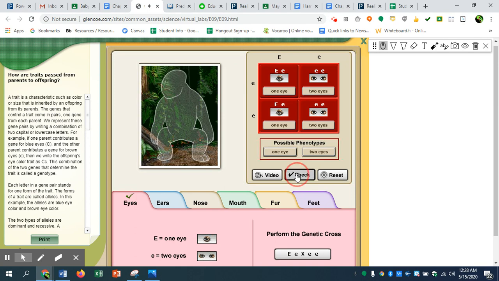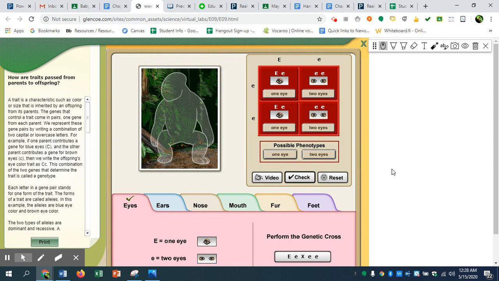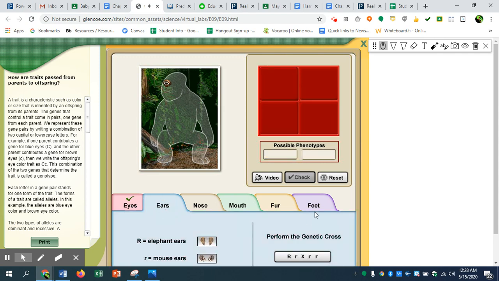Now you're going to check your work. And it says, yay, we're right. So now you get to choose what trait you want, because it's a 50-50 chance for this beast to have one eye or two eyes. So then you would pick an eye. And now move over to ears, do your cross.